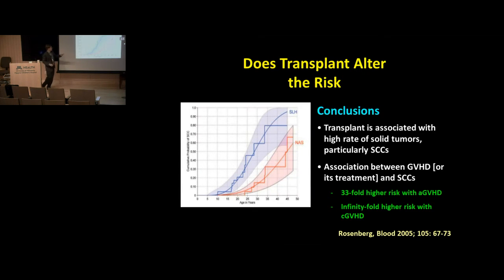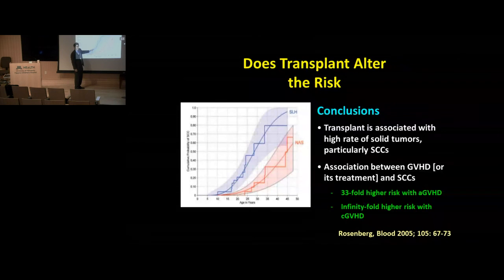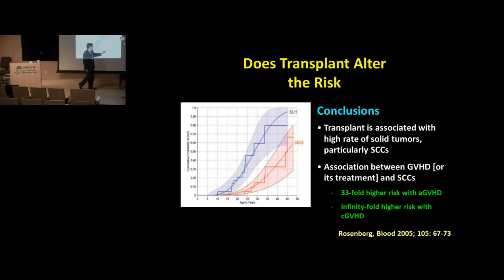But look at this result here. This came back from Paris, their results, because they had the first survivors. This is the risk of head and neck cancer in patients with FA undergoing transplant. This is FA patients without transplant. So yes, there's a very high risk to begin with, but it seems to be higher after transplant and actually occurs more rapidly after transplant. In fact, if you get graft versus host disease, you have a 33-fold greater risk of head and neck cancer. And it's infinity.